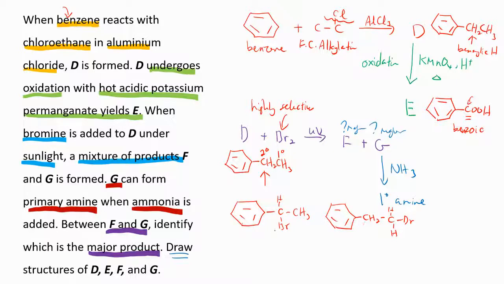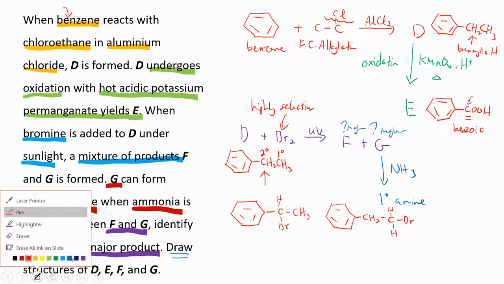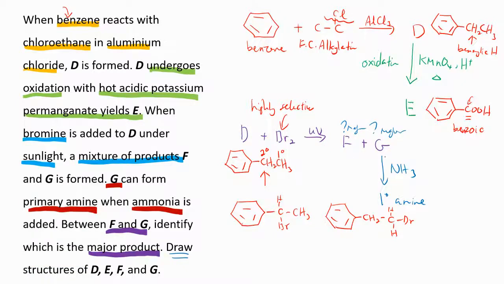Now which one is F, which one is G? The question says that G will form primary amine when ammonia is added. So that means G is a primary haloalkane. So this is a secondary haloalkane, and this is a primary haloalkane. So this is our G, and this one will be our F. One more thing, we need to determine which one is major. Secondary is more stable, so our major will be F, not G.